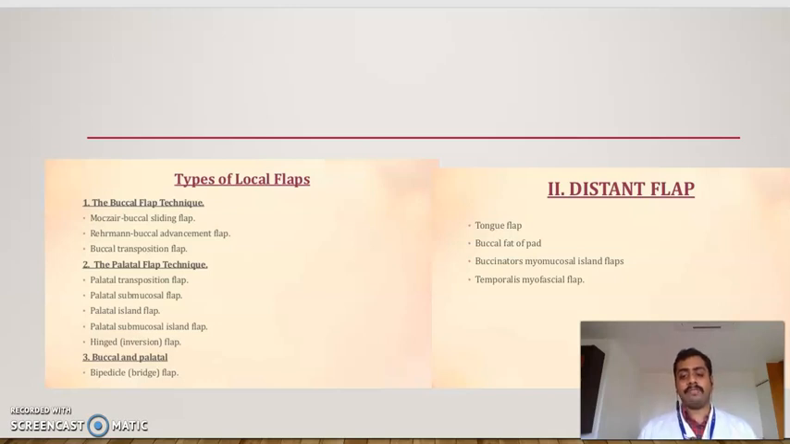Now we look into the distant flap. The distant flaps are tongue flap, buccal pad of fat flap, buccinator myomucosal island flap, and temporalis myofascial flap.